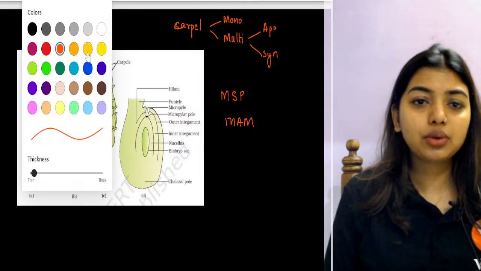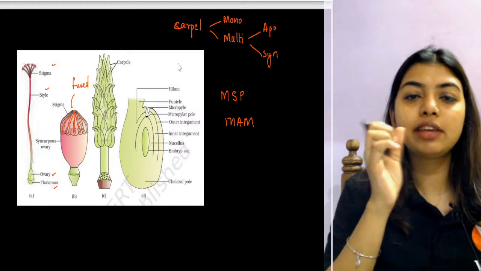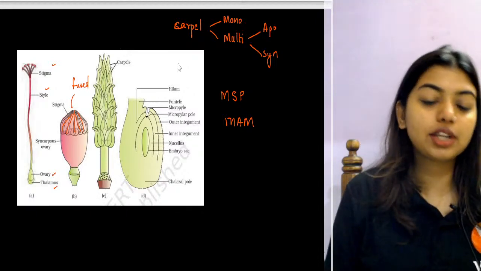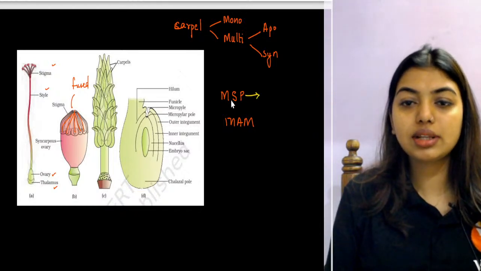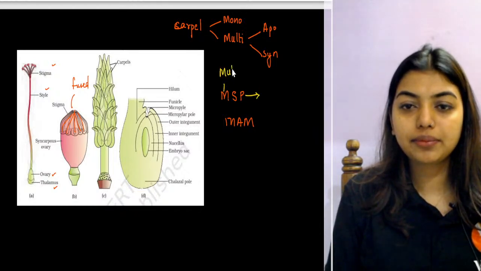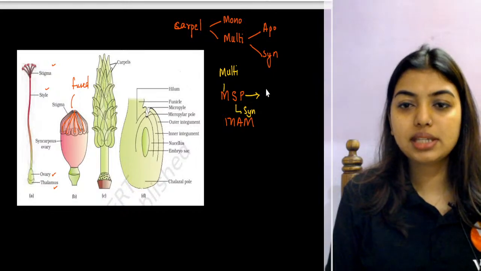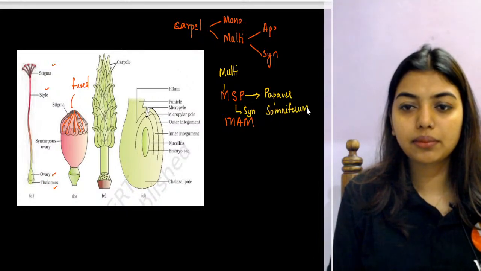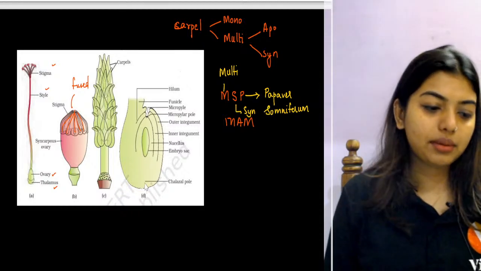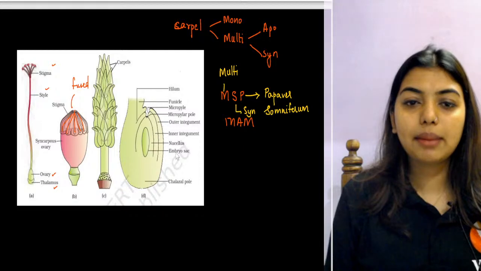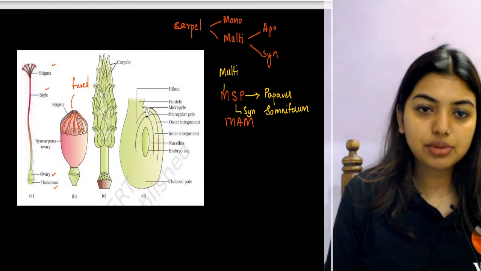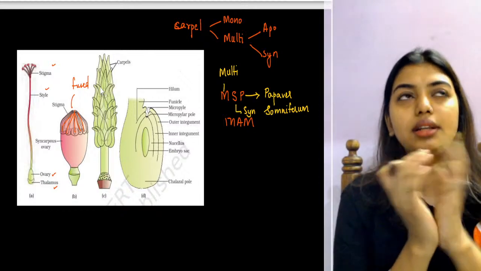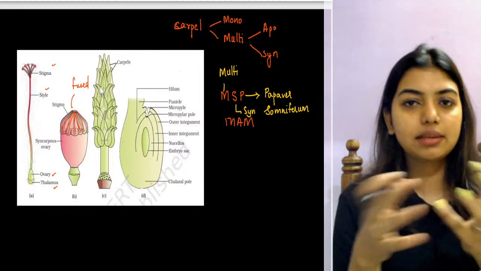So students, how do I remember the examples, ma'am? Maybe if they give this image, especially for the board students, then you have to remember this. So remember like this, students. M stands for multicarpellary, multi. S stands for syncarpous, and P stands for Papaver somniferum. Understood? Now here, ma'am, I have written, can you see? All of them are individuals.